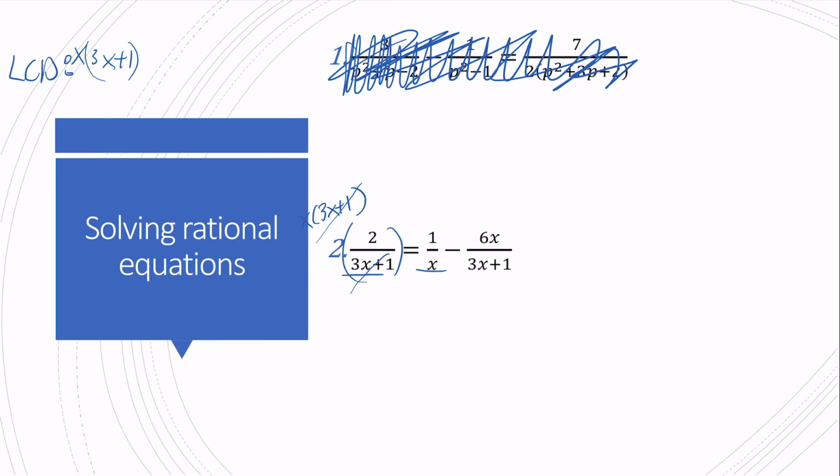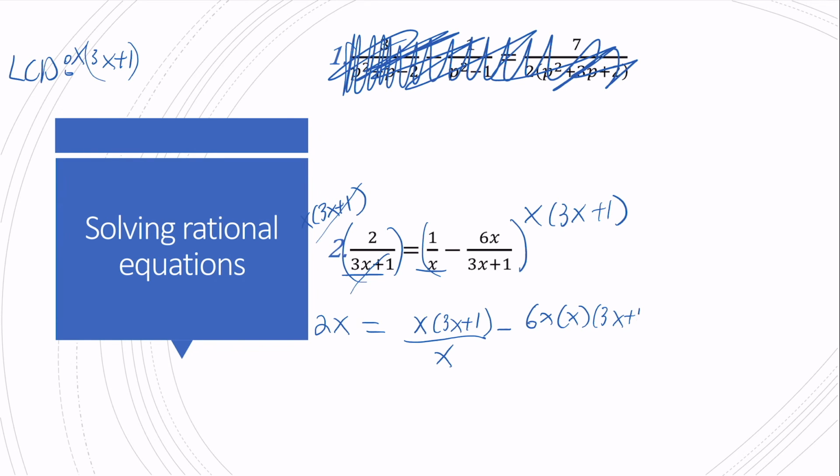Those 3x plus 1s are going to cancel, so I have 2x. On the right, and I can do this long ways so we can double check that we make sure we know what's going on, I'm going to have x times 3x plus 1 over x minus 6x times 3x plus 1 over 3x plus 1. And then I can see what simplifies. My x's cancel here. My 3x plus 1 cancels here. So I'm left with 2x equals 3x plus 1 minus 6x squared.